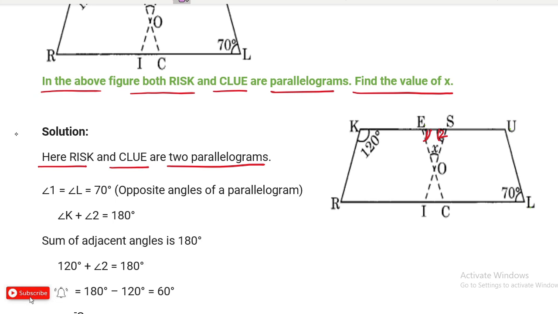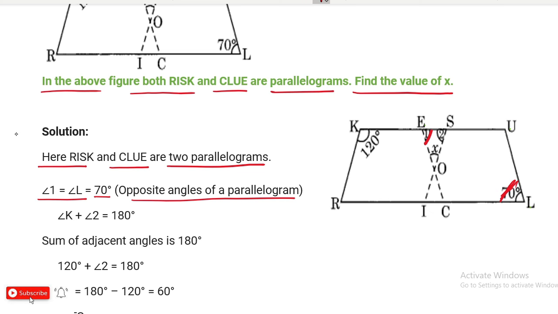Now next, we can write angle 1 is equal to angle L. Why? Because both are opposite angles. That's why they are equal to each other. And the value of L is 70. Here angle 1 is equal to angle L, that is 70. Why? Because the opposite angles of a parallelogram are equal to each other.